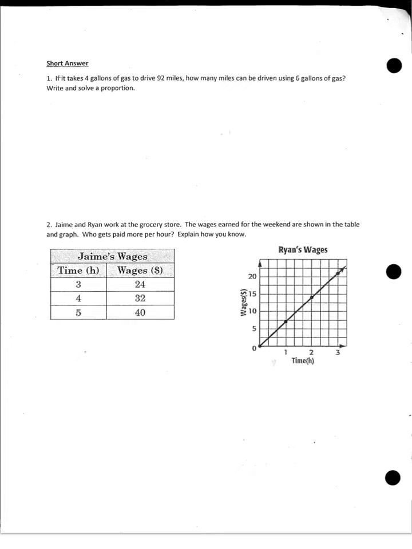This next section is a short answer question. So you're going to read the word problems and then follow the directions from there to solve the problems. Number 1. If it takes 4 gallons of gas to drive 92 miles, how many miles can be driven using 6 gallons of gas? So you're going to write and solve a proportion.